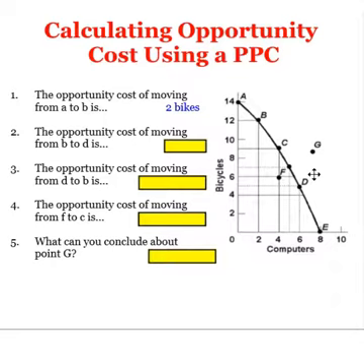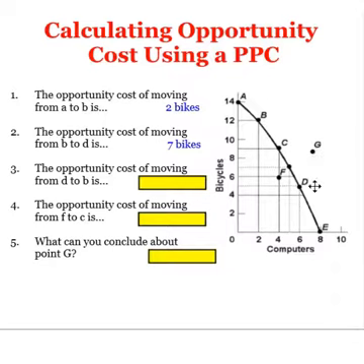Okay, so we're gaining from B to D 4 computers, because we had 2, now we have 6, but we're losing 7 bikes, and let me show you why. We had 12 bicycles, and now we have 5. 12 minus 5 is 7.